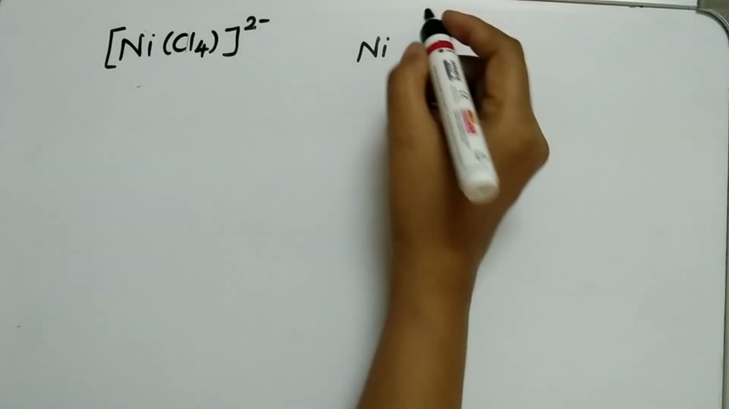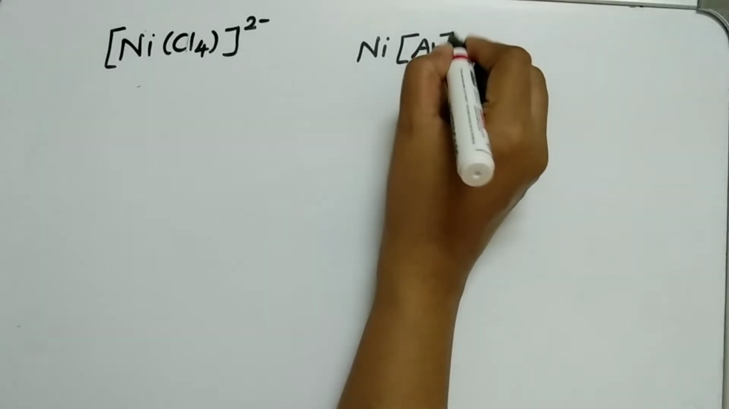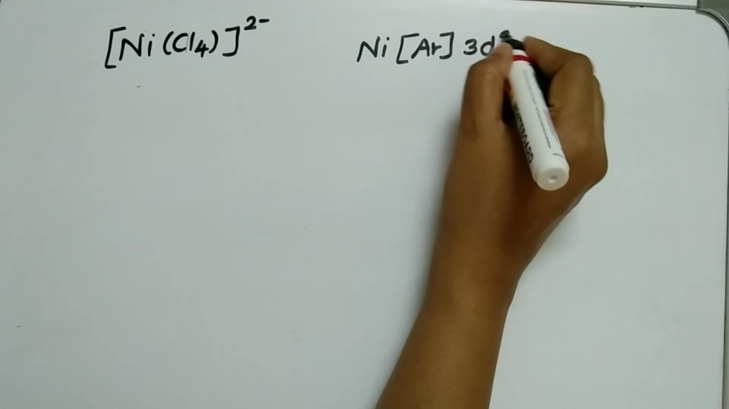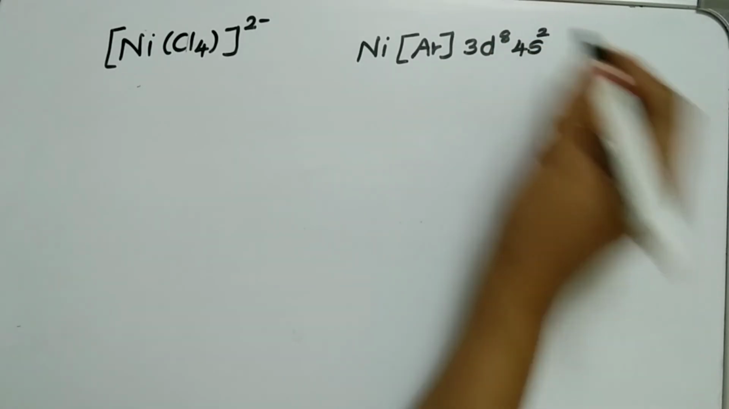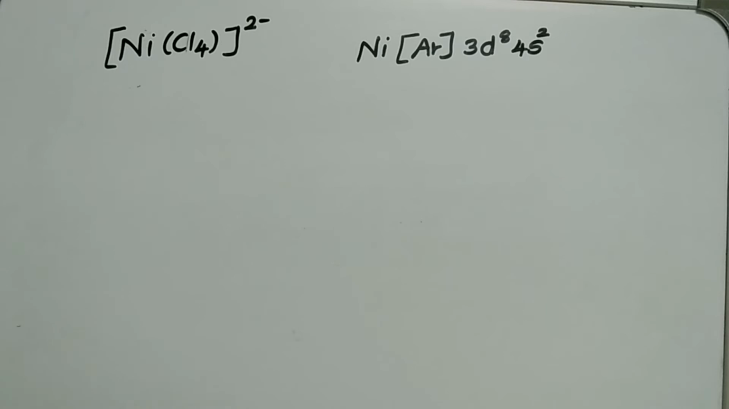So the next example, NiCl4 2 minus, correct. Now find the properties according to VBT for this complex. So for nickel, what is the atomic number for nickel? It is 28. Correct. So, the electronic configuration is 3d8 4s2. Nickel is the central metal atom. We will write the configuration for that, 3d8 4s2.